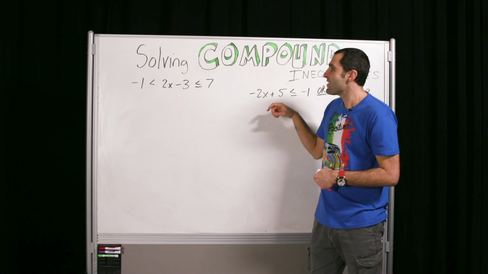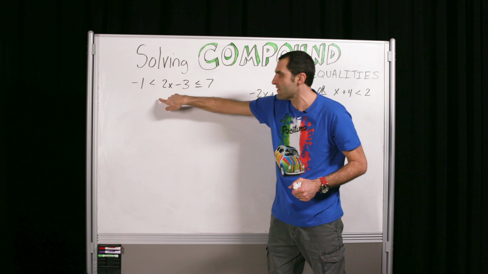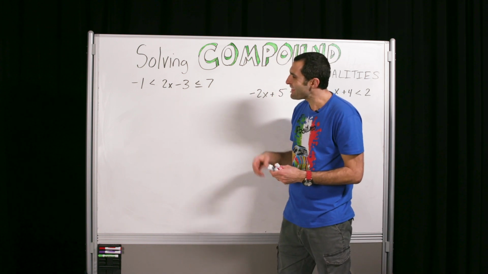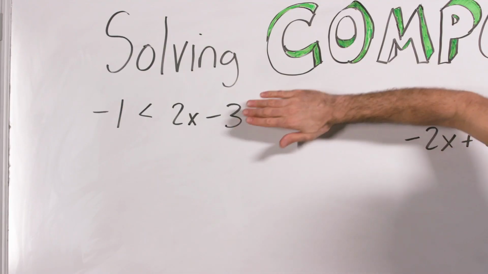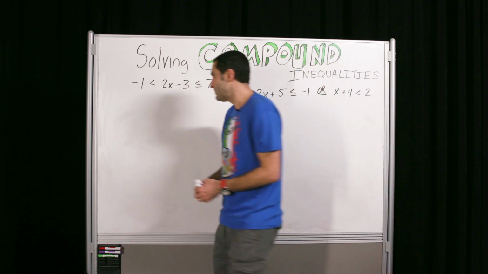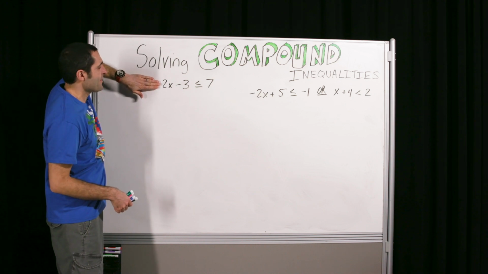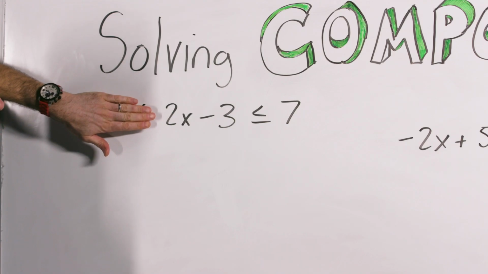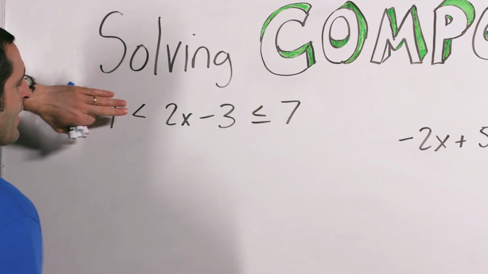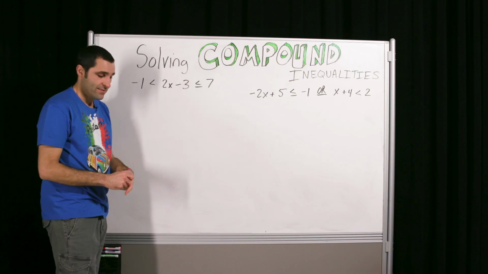All right. So let's talk about this one first. This is compound because we see we have two inequality signs. And so we ask ourselves, with regards to the two statements here, as in -1 less than 2x minus 3, as well as 2x minus 3 less than or equal to 7, do one or both of those statements need to be true? Or and? This one needs to be true. So the answer is and, okay?